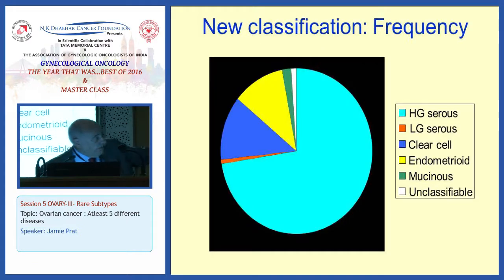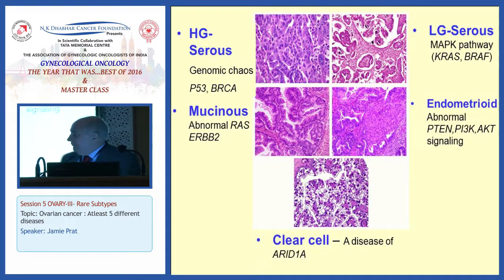This is the pie. You see, I already said that's high-grade serous, 70%. And then endometrioid and clear cell, about 10-15% each. And then much less common, low-grade serous and mucinous. And then you have a fraction of unclassified. Now, you are not pathologists. And this is a histopathological picture of each of the 5 tumor types of carcinoma.